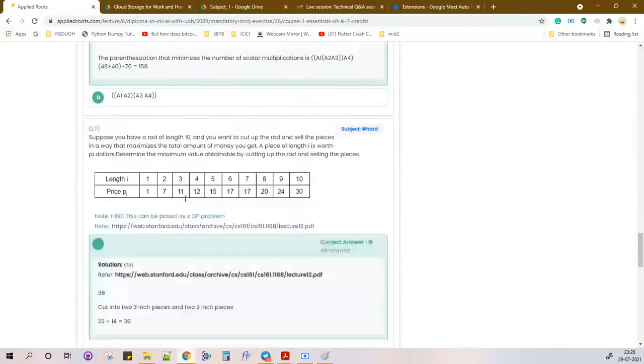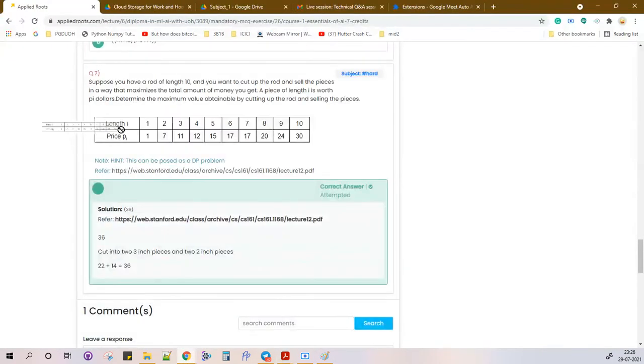Okay. The last question, a very intuitive one. Suppose you have a rod of length 10 and you want to cut up the rod and sell the pieces in a way that maximizes the total amount of money you get. A piece of length i is worth p_i dollars.